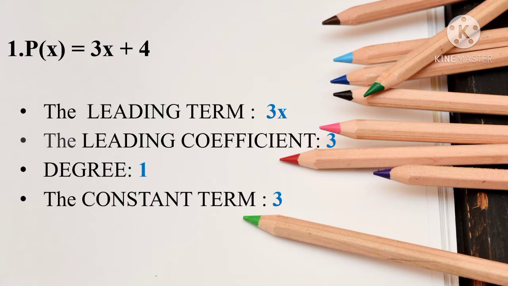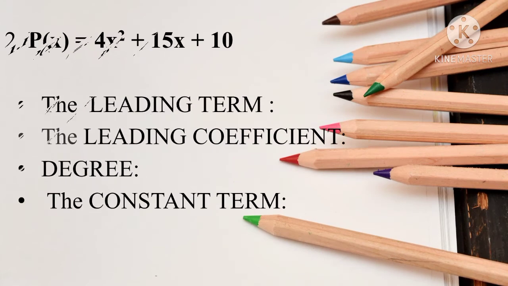So the answers reveal that the leading term in this linear function is 3x. So the leading coefficient that contains the leading term is 3. And we also have the degree of 1, which is the highest exponent of the leading term. And the constant term is 4.